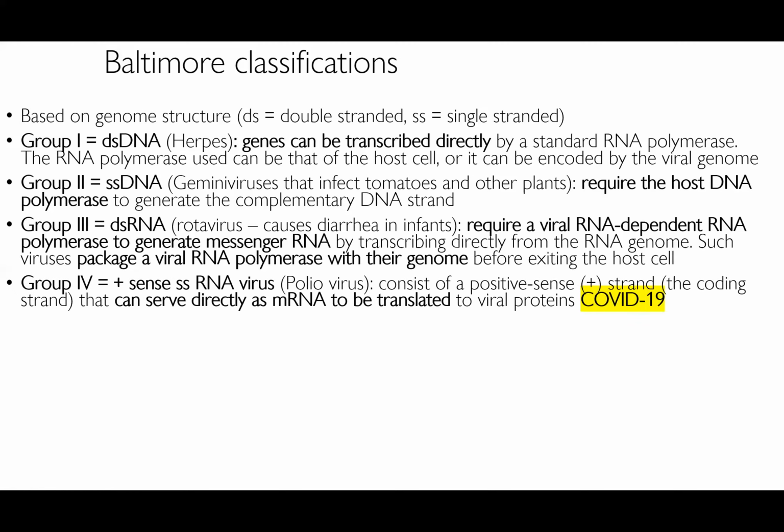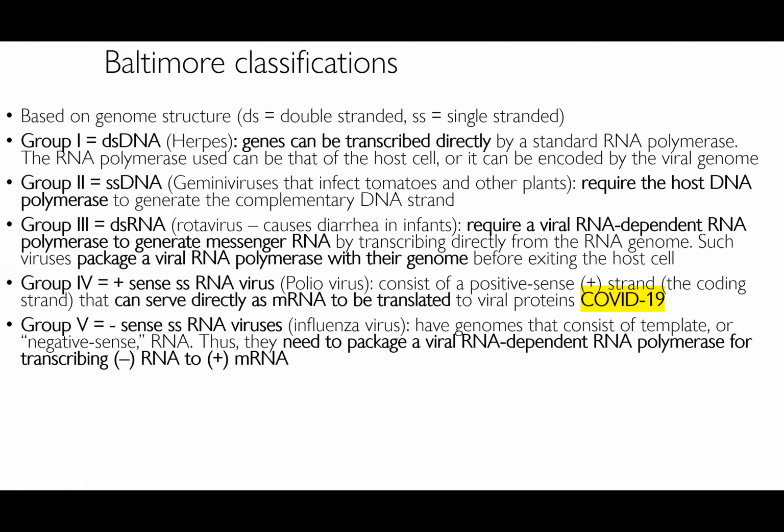Group 4 is the plus sense single-stranded RNA. Plus sense is simply the top strand of the DNA itself. The single-stranded RNA is best known as the poliovirus, but this is also where COVID-19 falls, so our current pandemic. These consist of a positive sense strand of RNA. This is the top strand, the coding strand of RNA, and this basically serves directly as messenger RNA to be translated into viral proteins once inside the host.